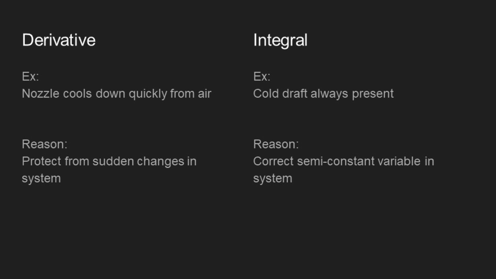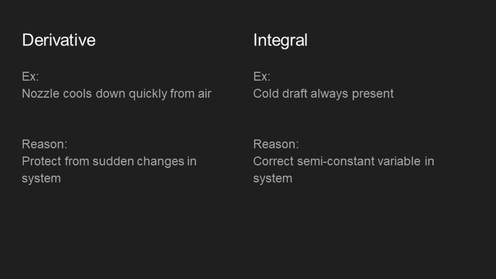Now that we understand the difference between the on-off and the proportional system, we can talk about derivative and integral. An example of derivative is when you blow on the nozzle, then it cools down quickly from that air. So we have the derivative consideration here for when there are sudden changes in the system, such as blowing on it, or if a strong gust comes through and changes the system quickly.